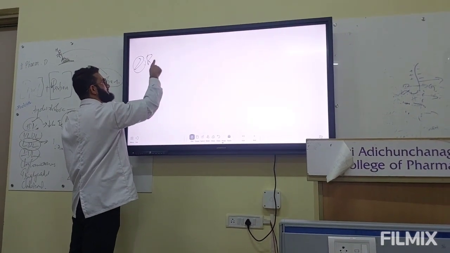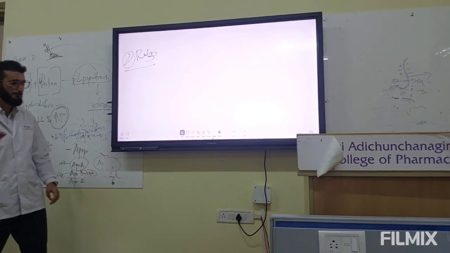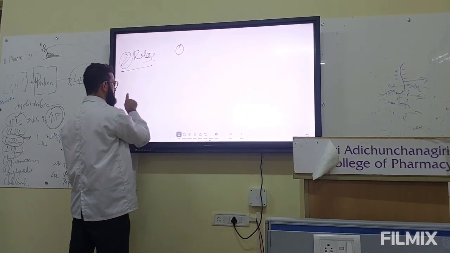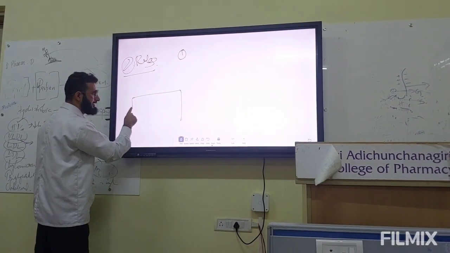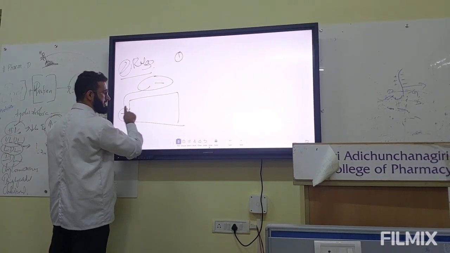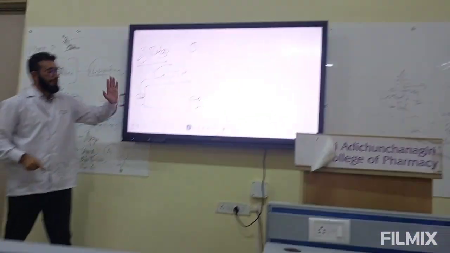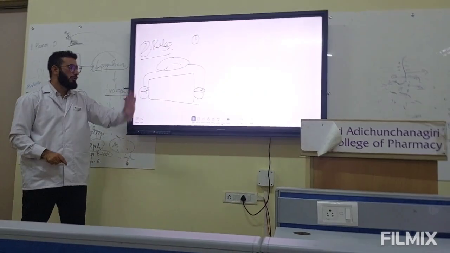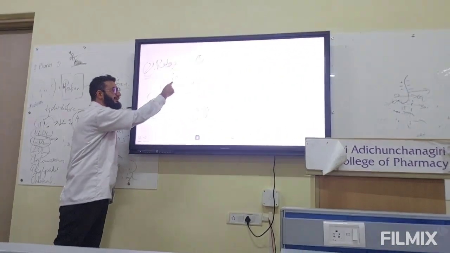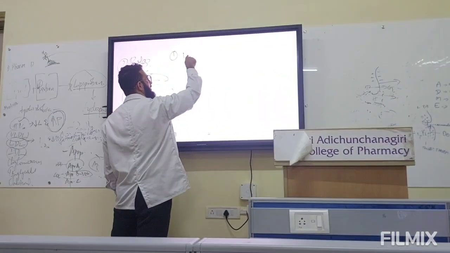Now the second rules, which are very important. This is a myocardial cell, and this is the galvanometer. This is the positive terminal and this is the negative terminal of the galvanometer. When there is no current inside the myocardial cell, there will be no deflection. No current, no deflection.